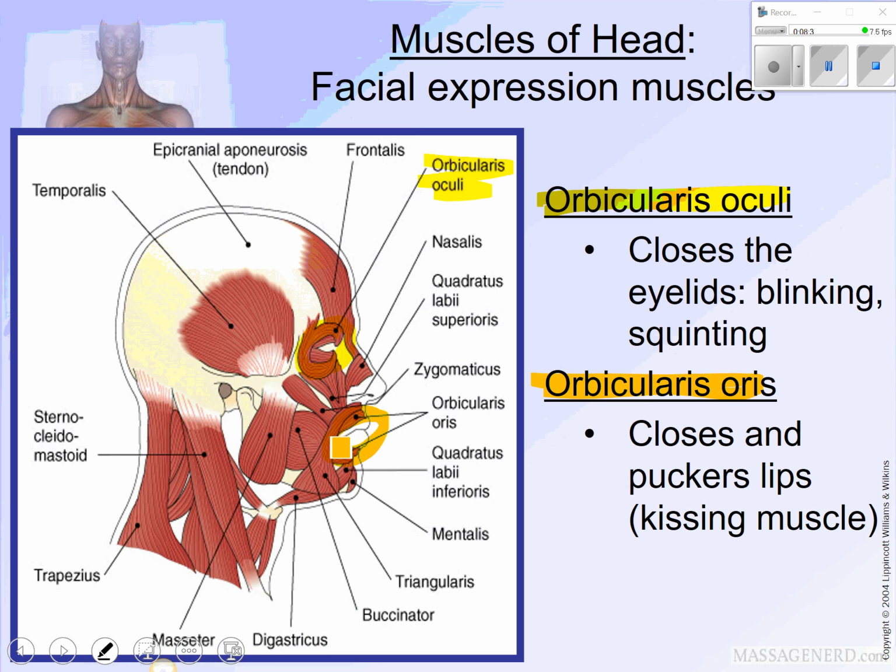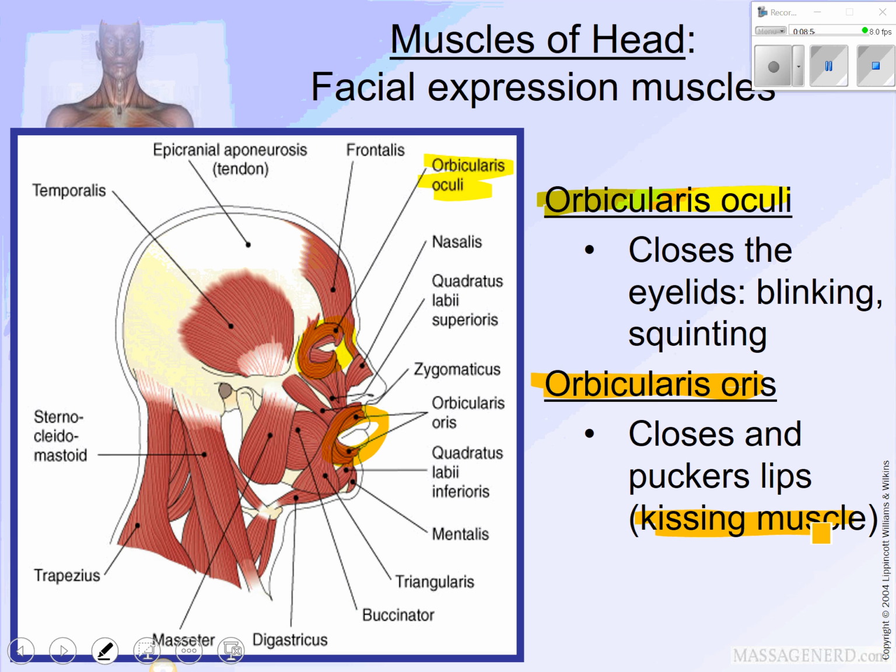Its origin is the frontal bone and the maxilla bone, and the insertion area would be the eyelids. Orbicularis oris, the origin is the maxilla and the mandible. The insertion would be the lip area, the lips. So the orbicularis oris is going to close and pucker the lips, and it's known as your kissing muscle.